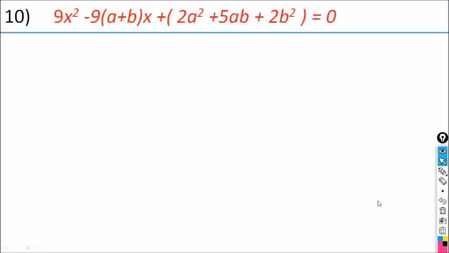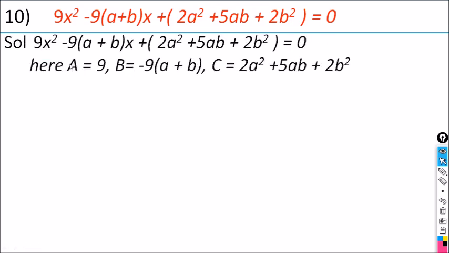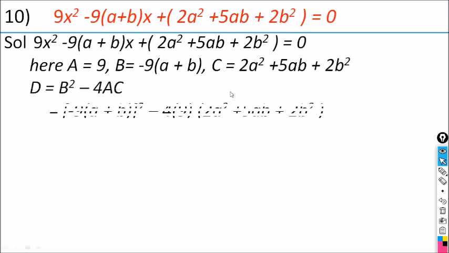Let us try this problem: 9x square minus 9 times of a plus b into x plus 2 times of a square plus 5ab plus 2b square is equals to 0. Now here the value of a is 9, b is minus 9 times of a plus b, and c is 2a square plus 5ab plus 2b square. Let us find the value for D first, which is b square. The value for b is minus 9 times of a plus b whole square minus 4 into 9 into c, which is 2a square plus 5ab plus 2b square.